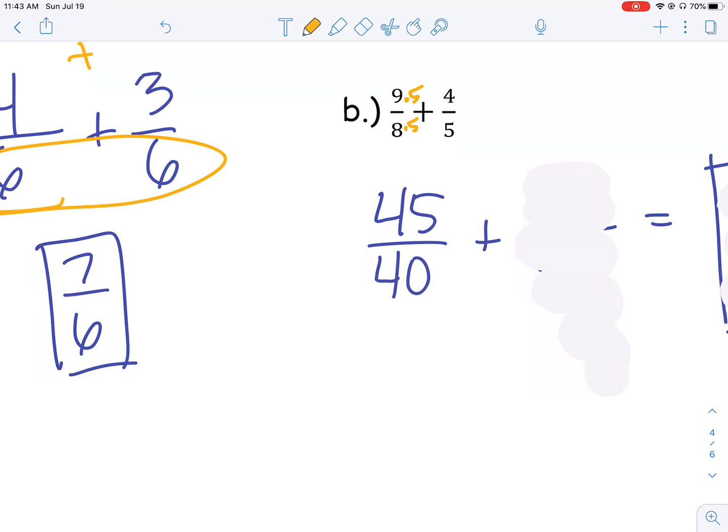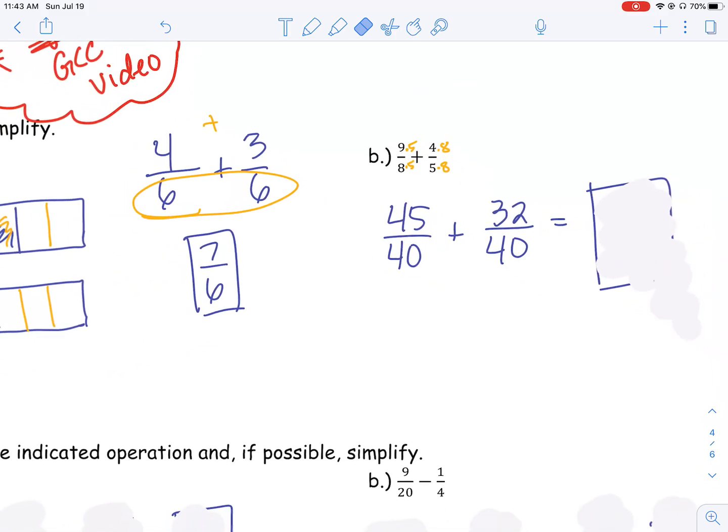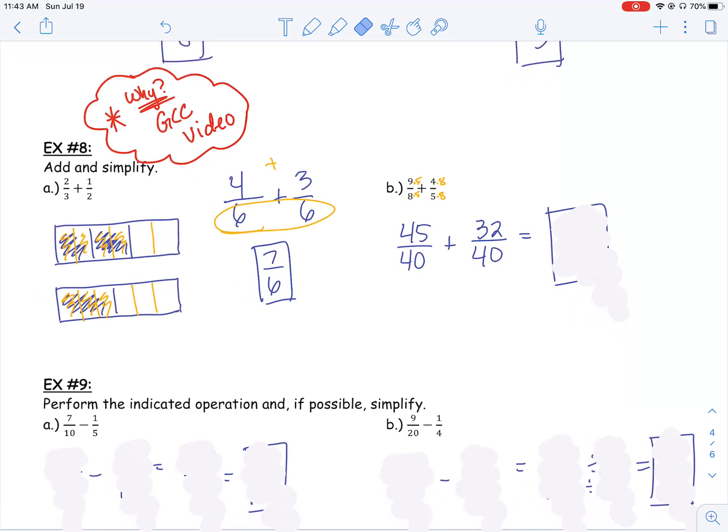That will also help me figure out how to get 4/5 into a common denominator of 40. So what factor do I need to multiply 5 by to get it to be 40? Let's multiply it by 8. So I can multiply the top and the bottom by 8, and I can turn that fraction into 32 over 40, the same thing as 4/5, just a bigger version of itself.